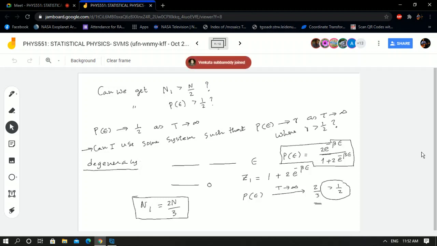Then we asked a question: how do you find S? To find any thermodynamic quantity, the first thing you have to do is get the Helmholtz free energy. And from the Helmholtz free energy, you can get entropy by taking the negative partial derivative of the Helmholtz free energy with respect to temperature.